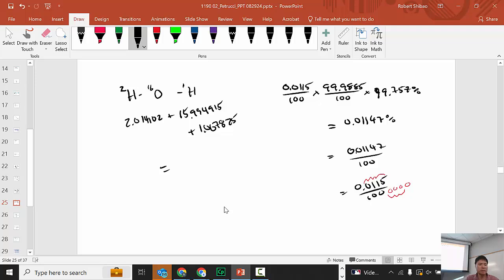And so how much does this weigh? This is going to weigh 2.014102 plus 15.994915 plus 1.007825.